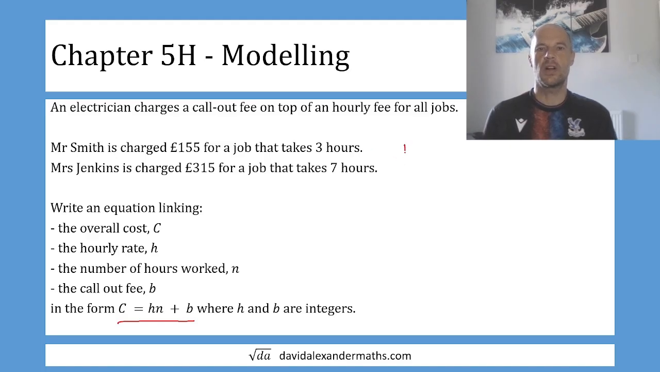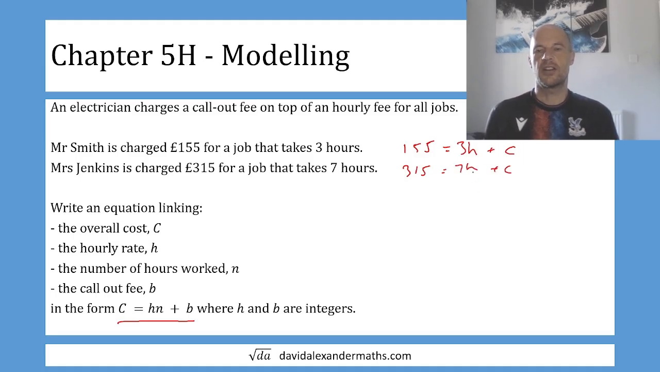So the overall cost for Mr. Smith is going to be 155, and that equals 3 times the hourly rate, which we don't know, so it's going to be 3H, plus the call-out fee, which we still don't know. Okay, Mrs. Jenkins is going to be £315 equals 7H plus the C.